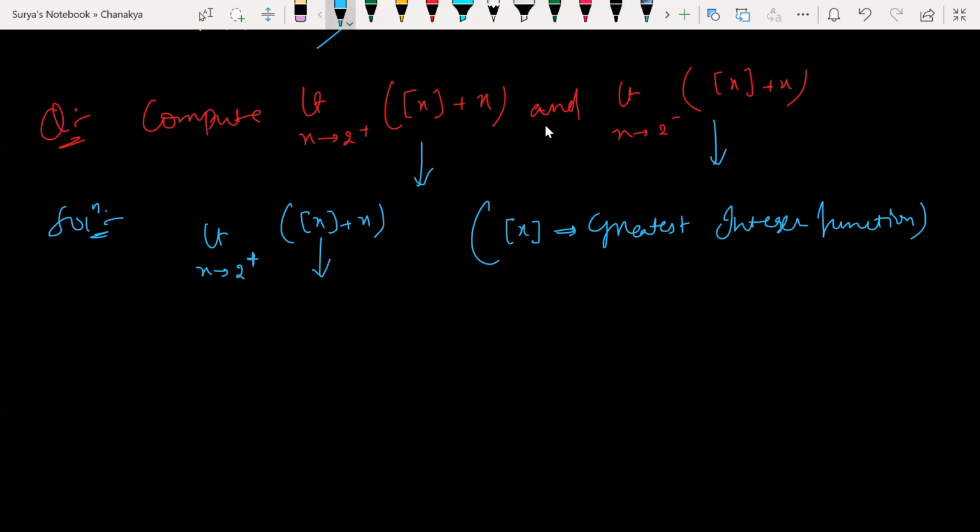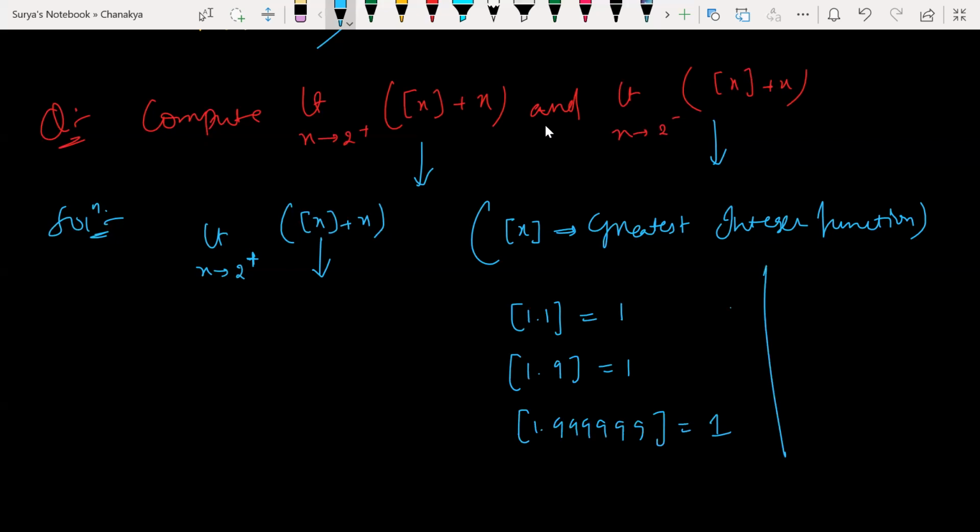Now what is the process behind this greatest integer function? It always gives you a value less than or equal to x. If I say 1.1, what is the answer? 1 only. If I say 1.9, also 1 only. If I say 1.9999999 lakh times, it is still 1. That's my point.